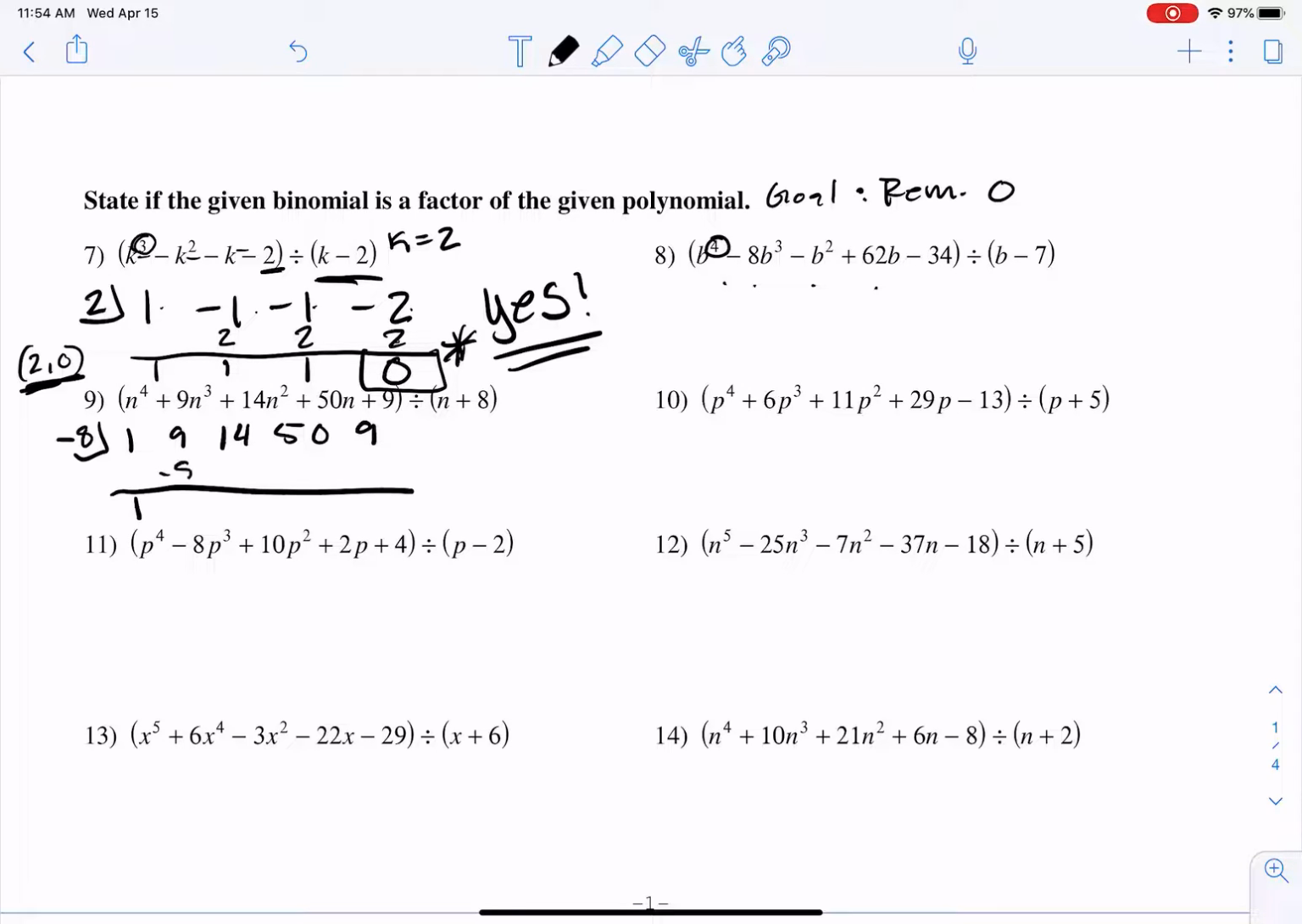Bring down our 1. -8 gives me 1. 1 times -8 is -8. Add, and we get 6. Multiply, and we get -48. Add, and we get 2. 2 times -8 is -16. When we add those, we get -7. That is not a remainder of 0, so no, this is not a factor. It is, however, a point, -8, -7, on the polynomial. But no, it's not a factor. N plus 8 is not a factor. Simply the point -8, -7 is on the function.